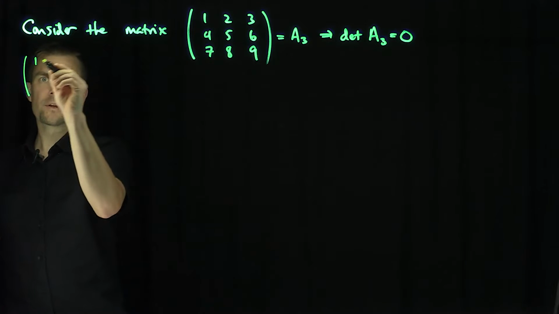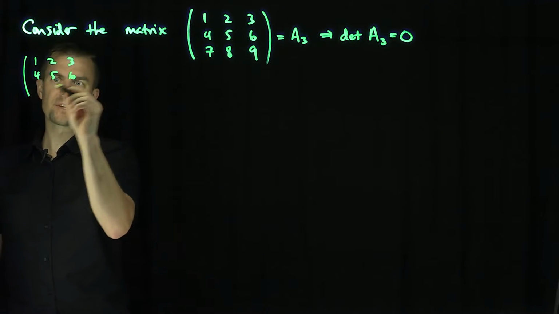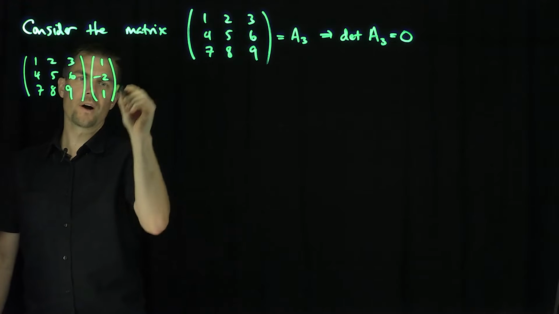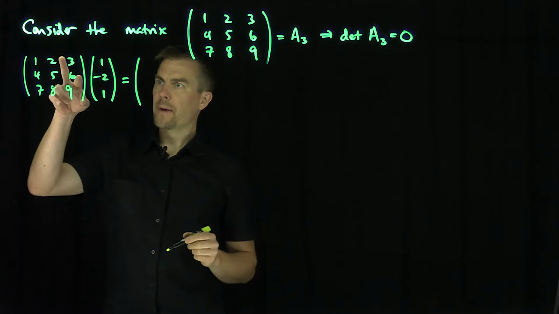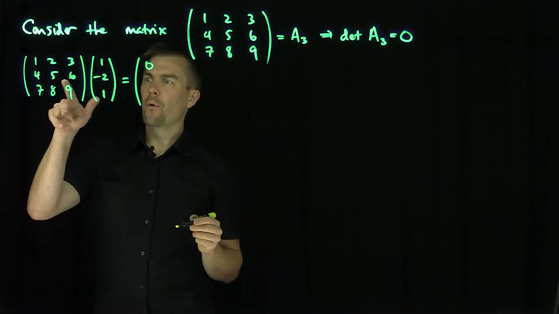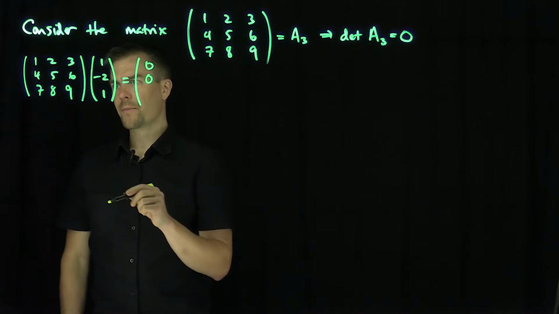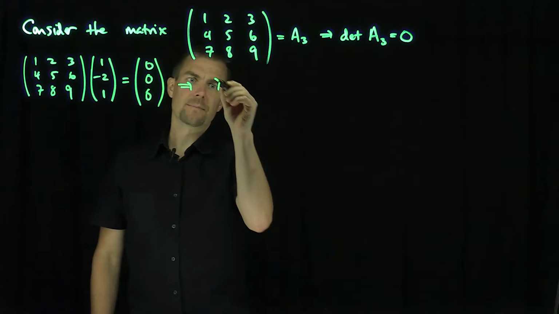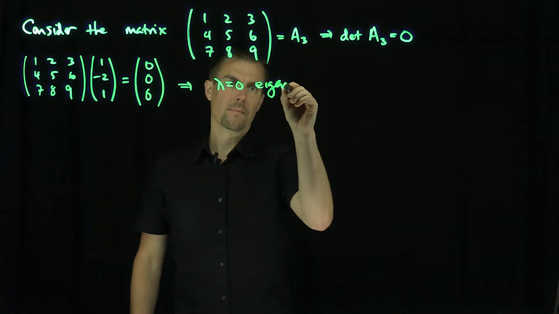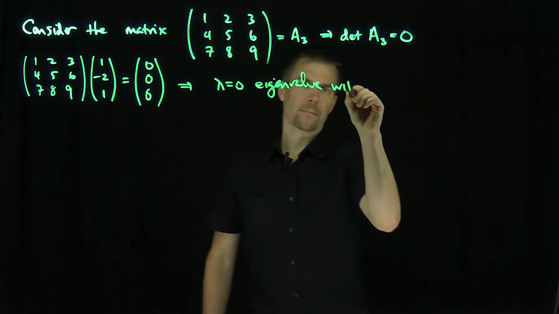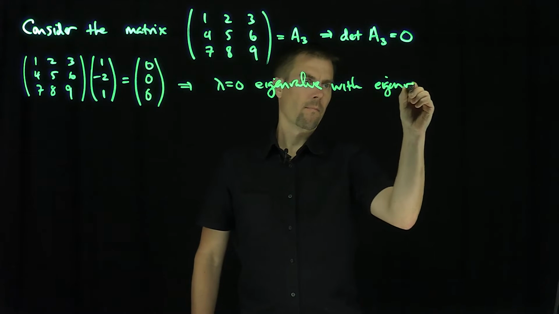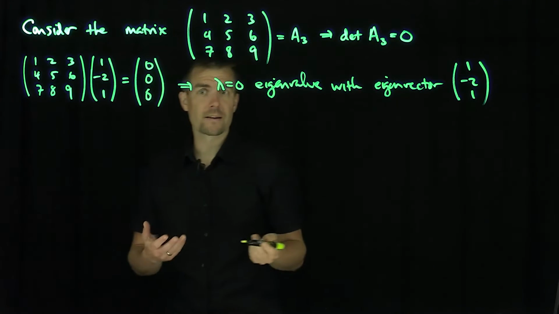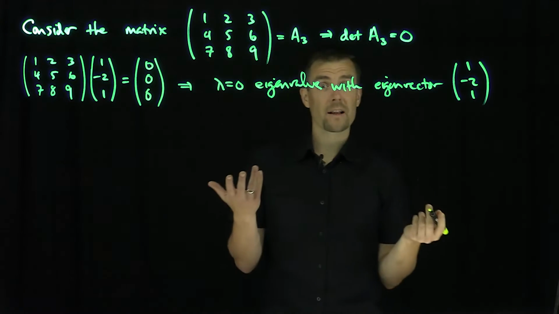If I look at 1, 2, 3, 4, 5, 6, 7, 8, 9, and I input this vector 1, negative 2, 1, what's going to happen over here? I'm going to have a 1 minus 4 plus 4, that's 0. I have a 4 minus 10 plus 6, that's 0. And then a 7 minus 16 plus 9, that's 0. And that implies that lambda equals 0 is an eigenvalue with eigenvector 1, negative 2, 1. And of course, if I get a 0 eigenvalue, the matrix is not invertible, therefore the determinant is 0. That's one elementary way to do it.